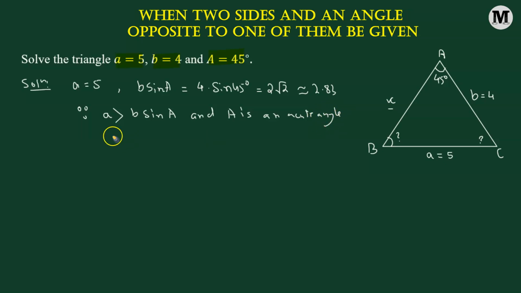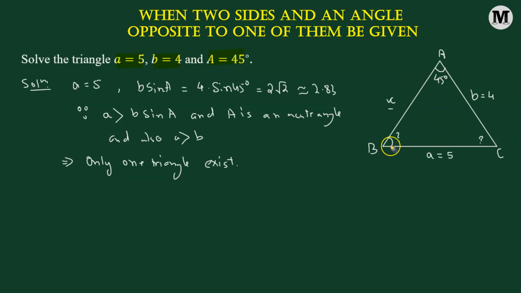and also a is greater than b. So this implies that only one triangle exists. So only one unique triangle is going to exist. Okay, so let's find out the solution of that particular triangle.